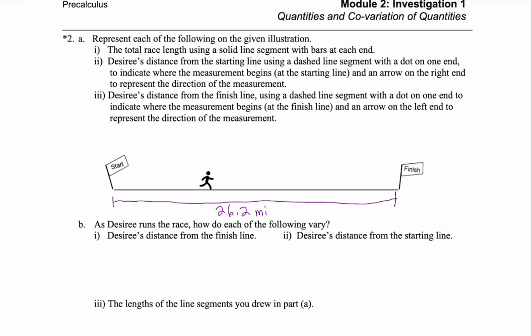And then 2 says Desiree's distance from the starting line using a dash segment with a dot on one end to indicate that the measurement begins at the starting line, and an arrow on the other end to represent the direction of measurement. So what they want there is like that. Okay. And then 3 says Desiree's distance from the finish line using a dash line segment with a dot on one end to indicate where the measurement begins, and an arrow on the left end to represent the direction of the measurement.